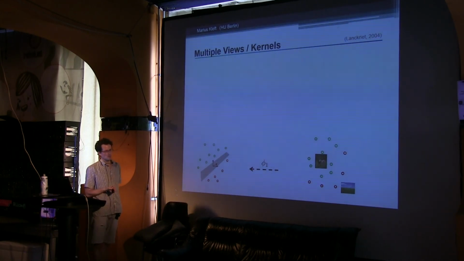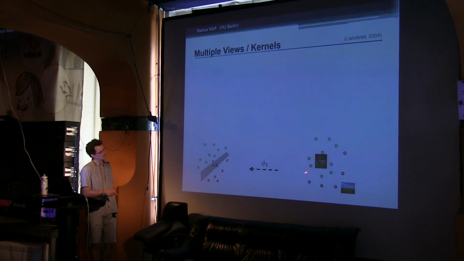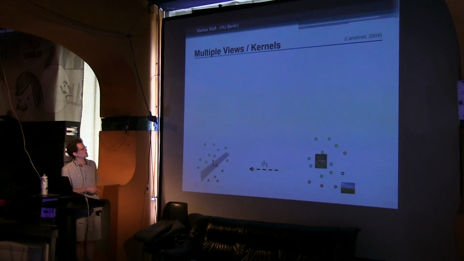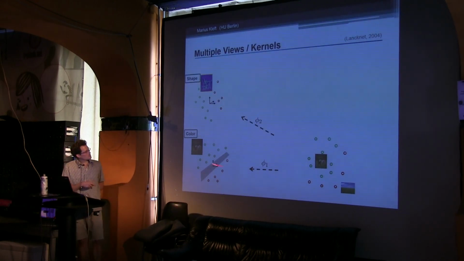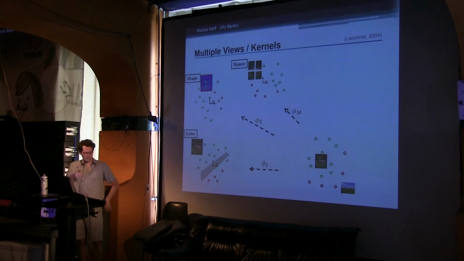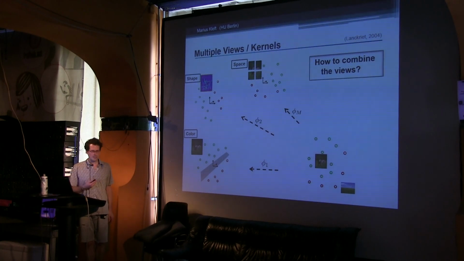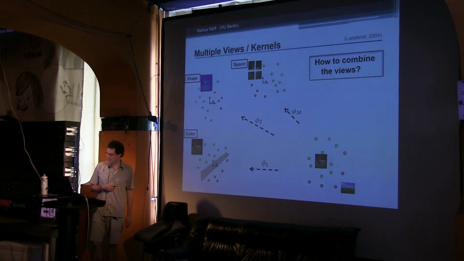So the problem setting in multiple kernel learning is that you have multiple kernels. So rather than having the data go into a single high-dimensional space, you have multiple such mappings. Imagine, for instance, you have a kernel capturing the color of images, another kernel capturing the shapes of the images, another kernel capturing the tilings of the image, and so on. And the question is, in multiple kernel learning, how can we combine these views in an efficient way?